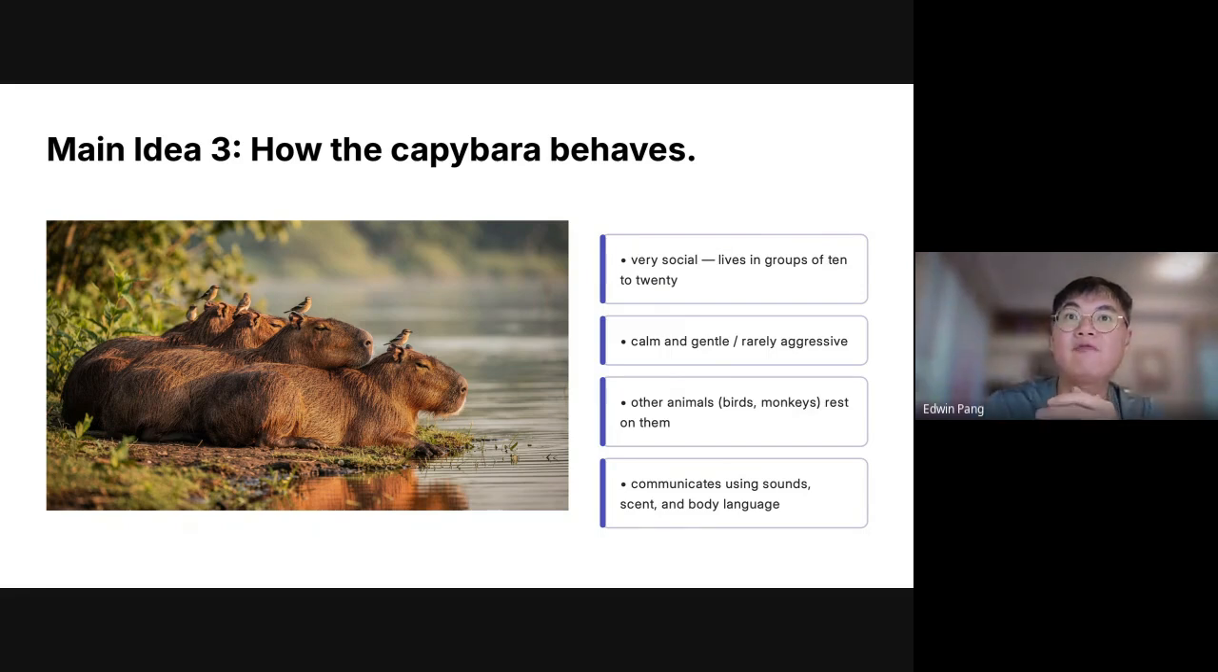Can you all see the pattern, everyone? The first time you mention the capybara, you must use its full name. After you use the full name once, you can refer to it as it. You don't need to keep using the full name again and again, okay?